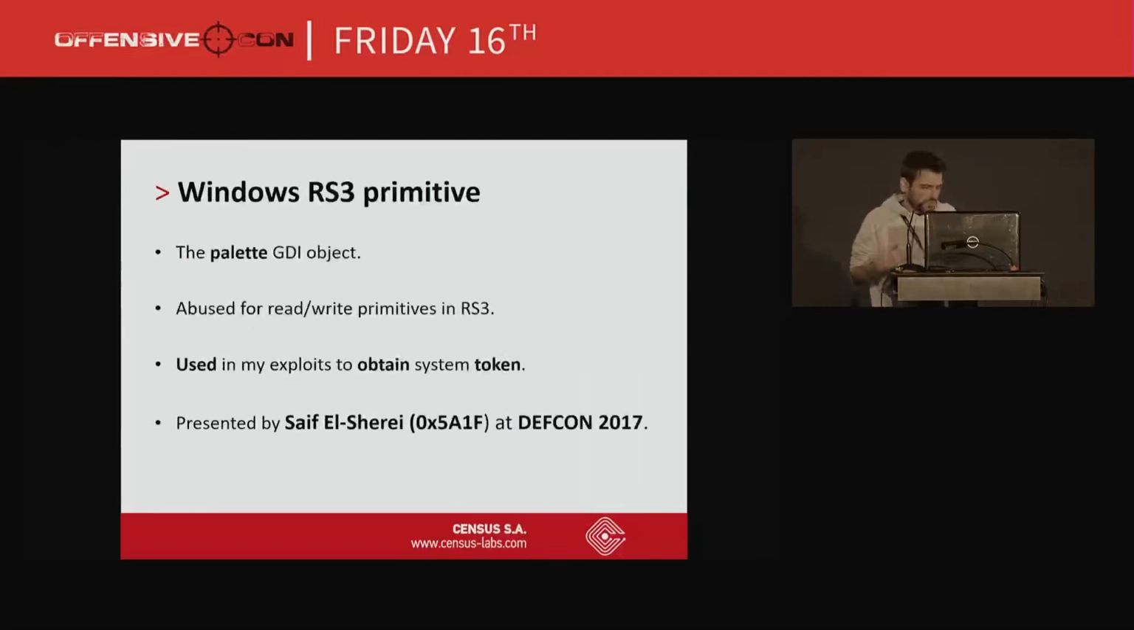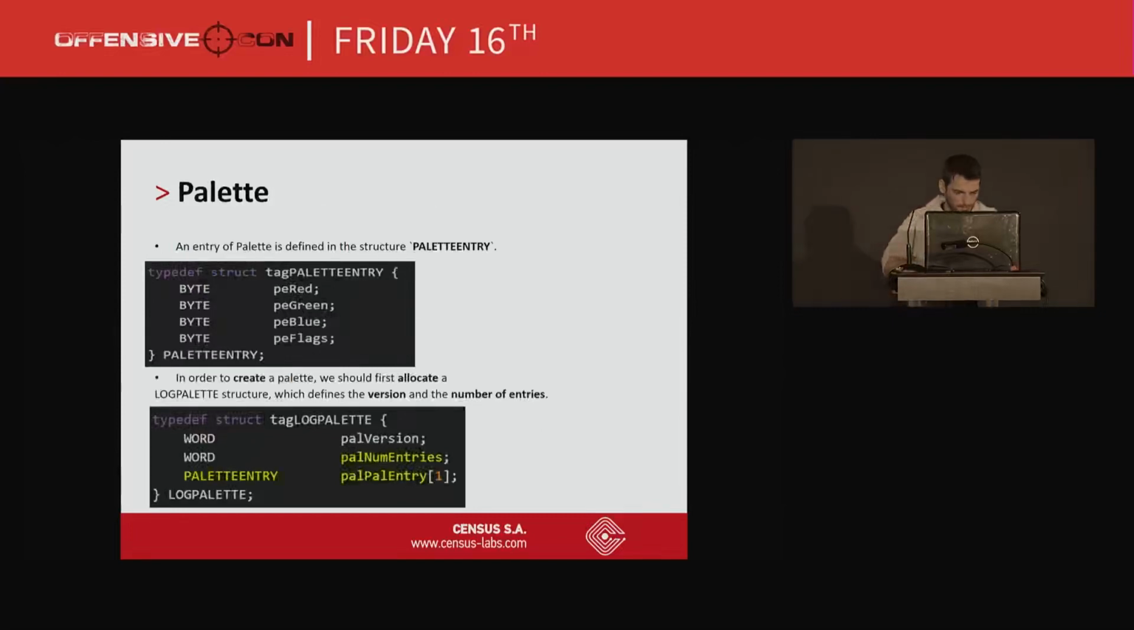So let's see the palette primitive. The palette is a GDI object that was abused in Redstone 3 for read-write primitives. It is also used in my exploits to obtain read-write primitives and in order to get the system token. It was presented by Saif at DEF CON 2017. Now, every palette contains a couple of entries. Every entry is described by the palette entry data structure. And in order to create a palette, we should first allocate the LOGPALETTE data structure, which is the following, and set the version of the palette and the number of entries.